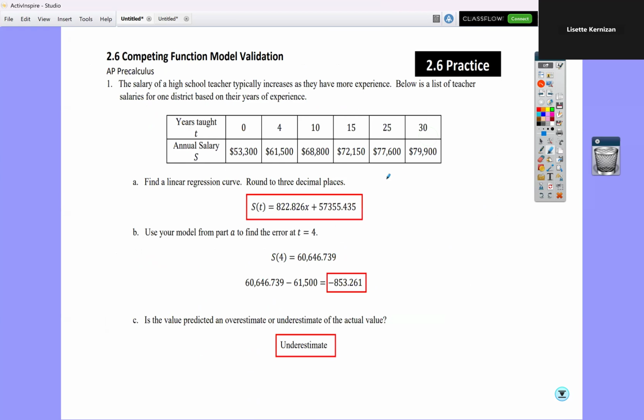All right. I am going to upload the practice answers. Again, you can use Desmos to help you plot. If you have questions, you'll see me next class.